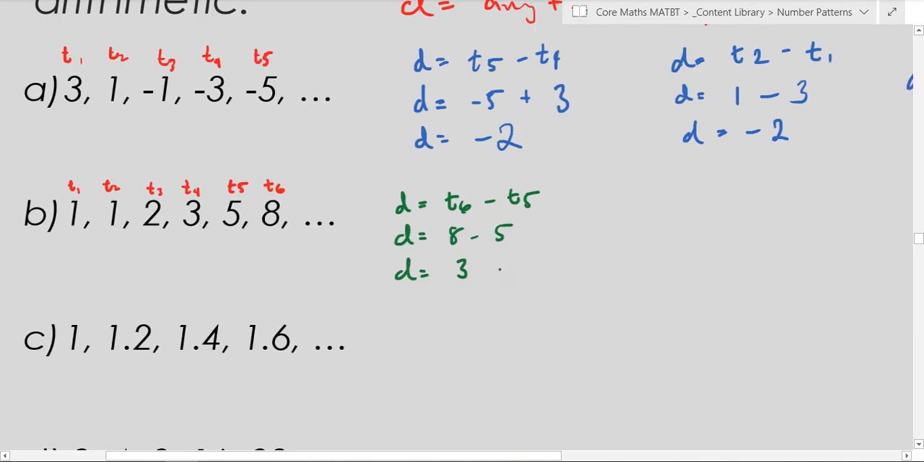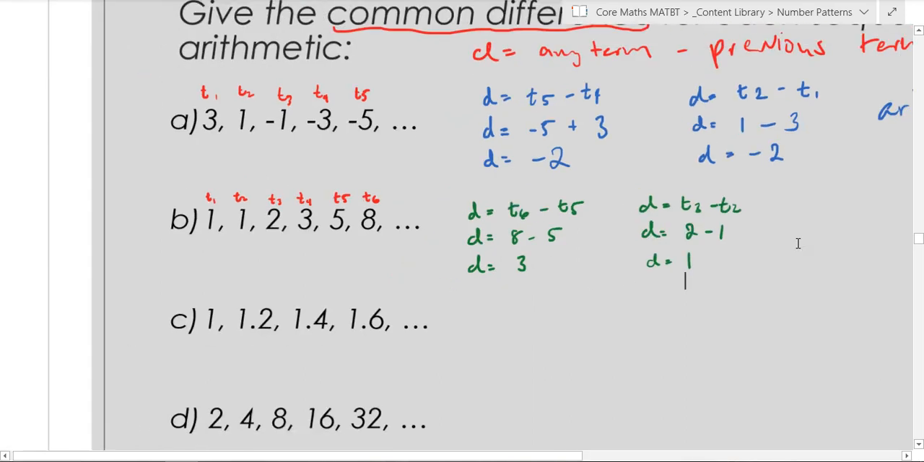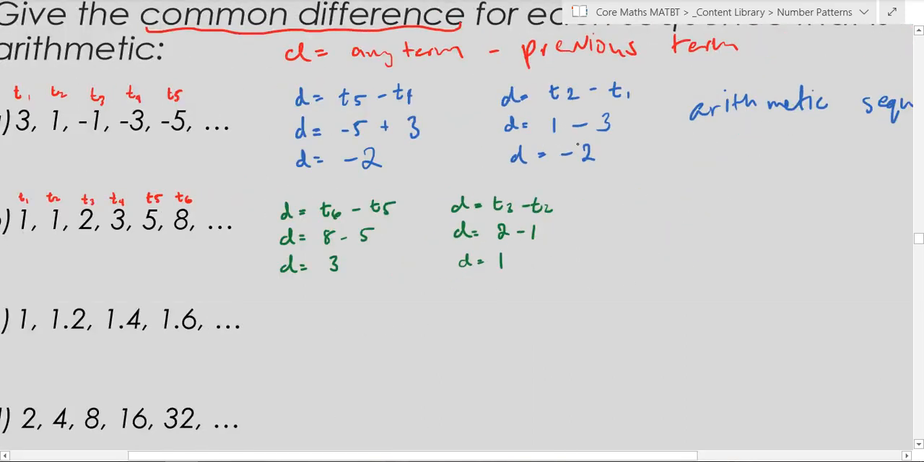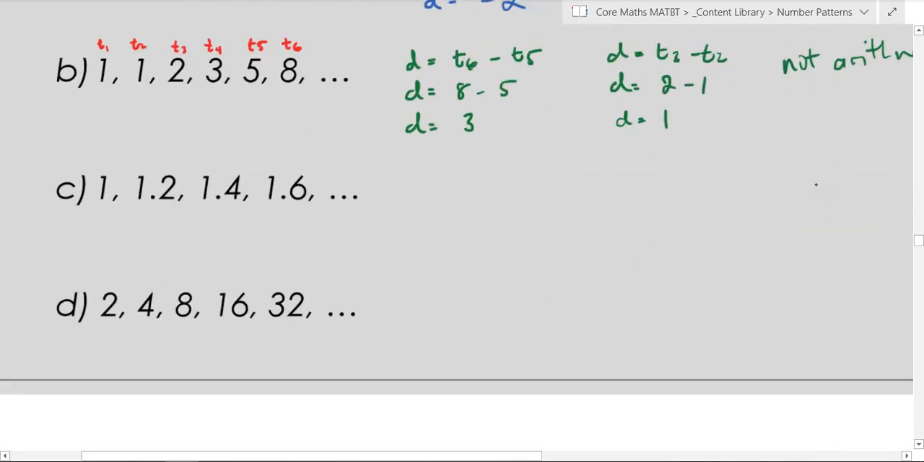Okay, let's try T3 take away T2. Okay, so that'd be 2 minus 1. So the difference is 1. Okay, now you can see here already the common differences are not the same. So that means it's not arithmetic. Okay, not an arithmetic sequence.